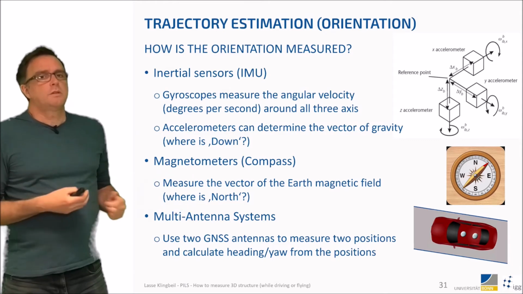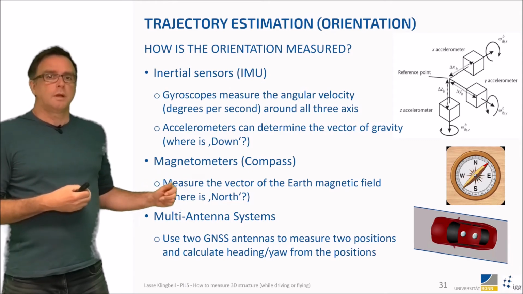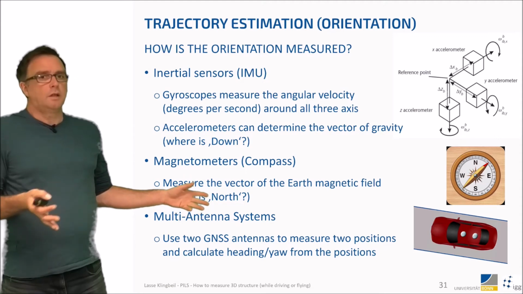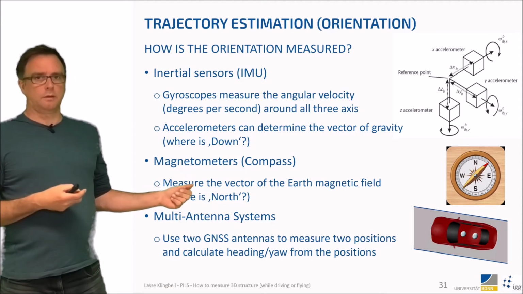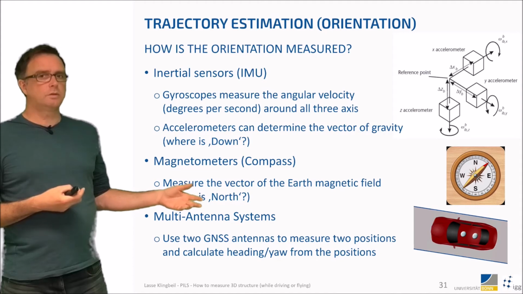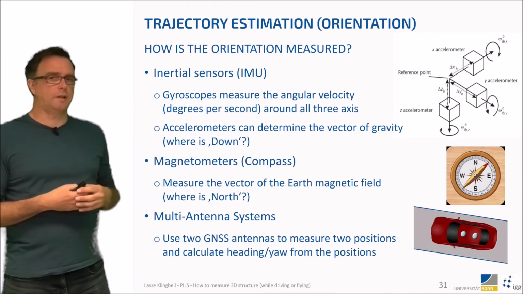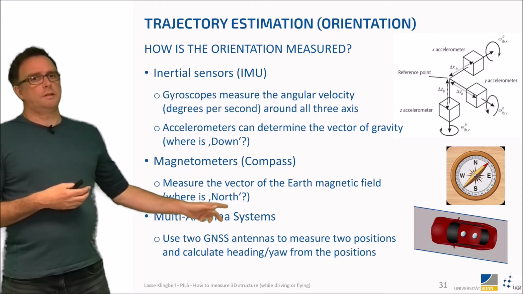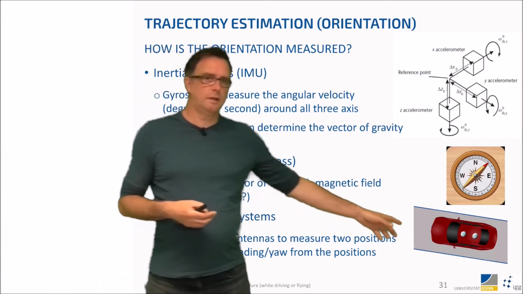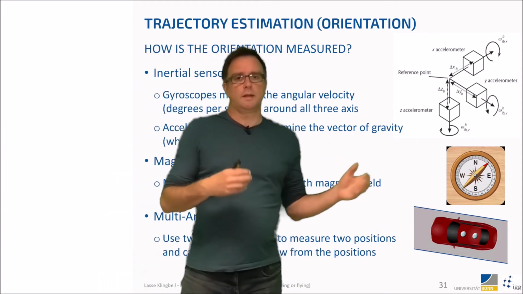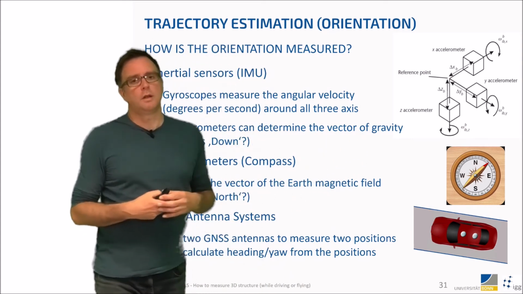Another angle measurement device is a magnetometer. A magnetometer is basically a compass. It tells you where north is. This is very often used as well, although there are some issues with it because it's easily disturbed by stuff. And another option is if I use multiple GNSS antennas, not just one, then I can also get some sort of orientation information out of it.